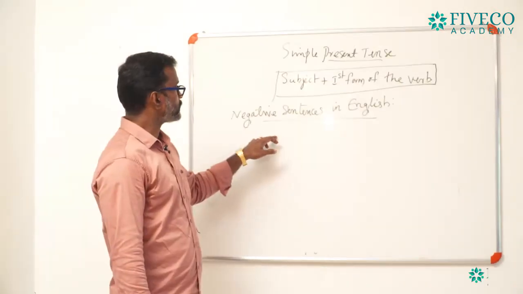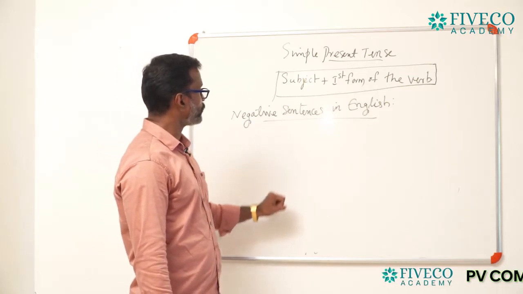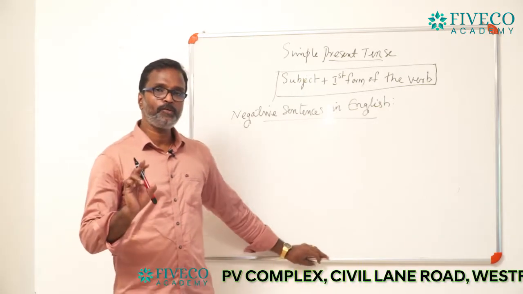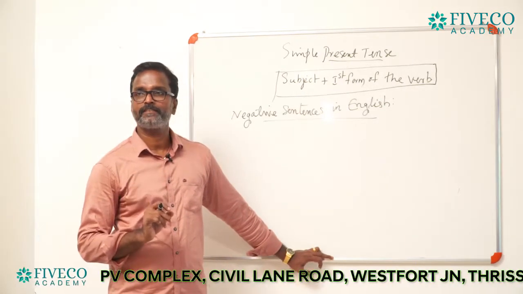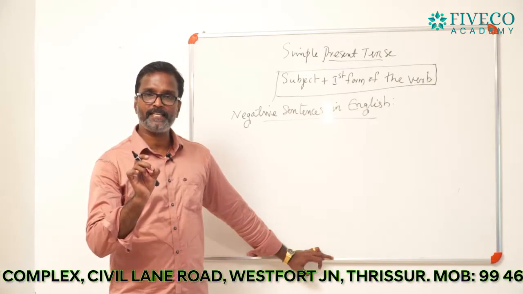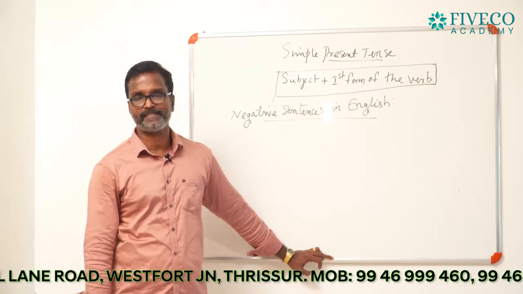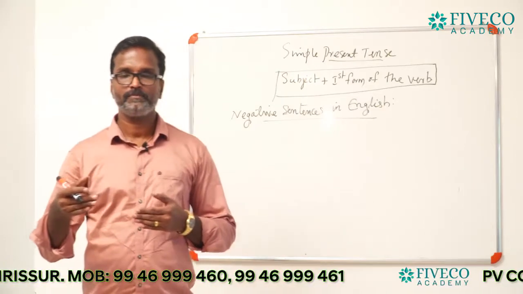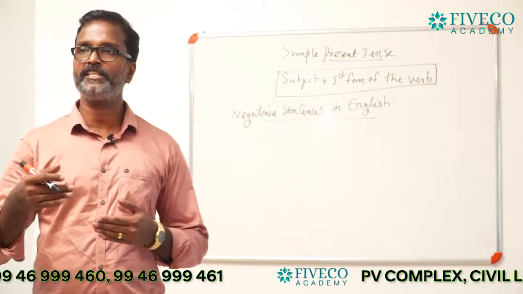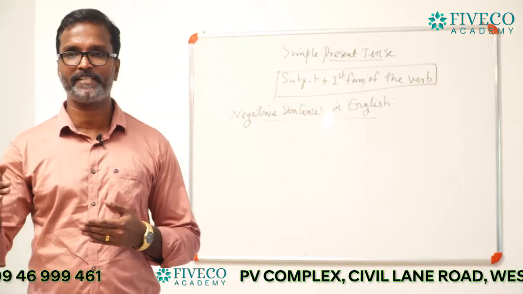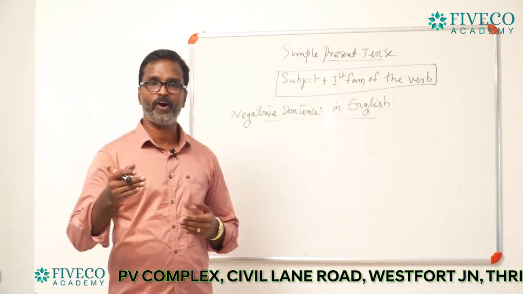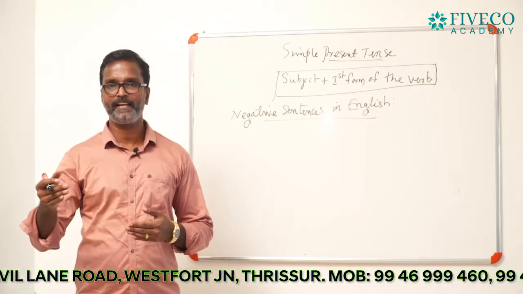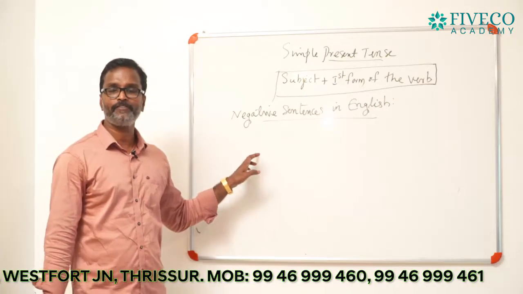Now students, we can discuss negative sentences in English. There are two types of sentences in English: one is the positive sentence and the other is the negative sentence. What is the difference between the two? In the positive sentence, we shall never use any negative words like not, scarcely, rarely, seldom, little, few, etc. They are negative words.